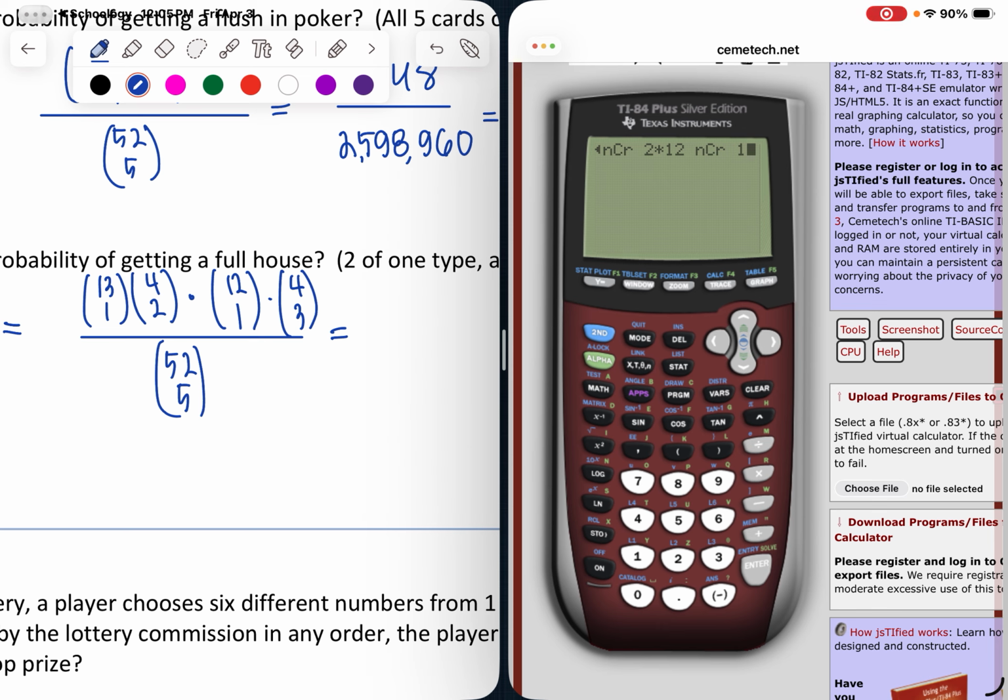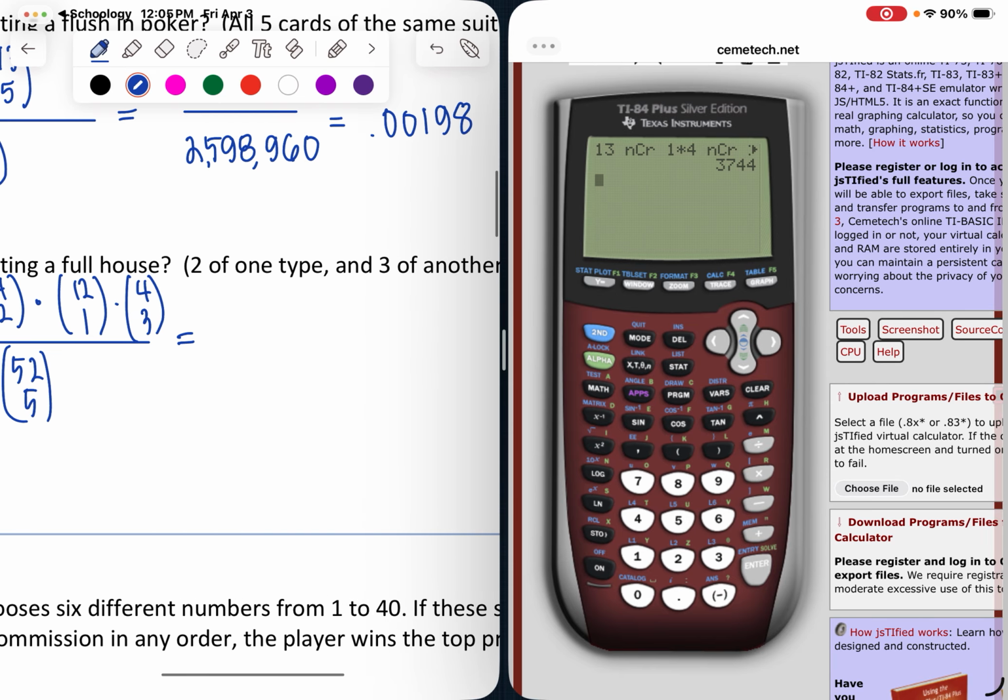Times 4, choose 3, which is 4. Math. See why I'm going to have you do these on your own. Oops. Choose 3. This is going to be my numerator: 3, 7, 4, 4, over my denominator, 2, 5, 9, 8, 9, 6, 0. So now I'm going to type that. I'm going to do second answer divided by 2, 5, 9, 8, 9, 6, 0.